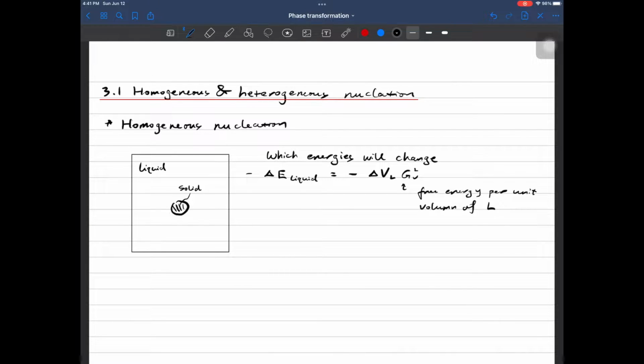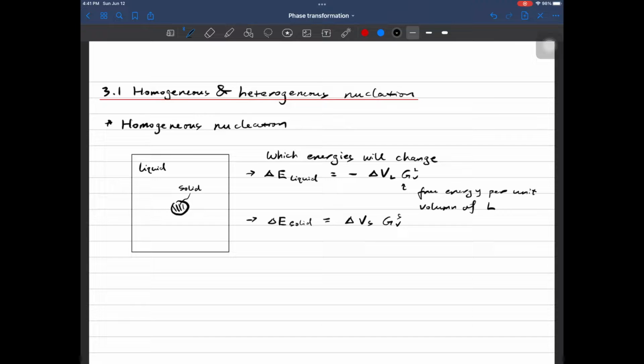Similarly, we have the change of the energy for the solid phase. Because initially we didn't have the solid phase, now we have it, so it's a positive term. The change of the energy for the solid phase is delta VS, that's the volume change of the solid phase, multiplied by GVS. GVS is the free energy per unit volume of the solid phase.